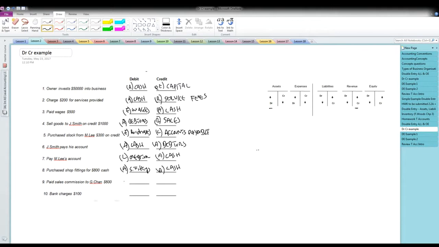Paid sales commission to G-Chan, $600. So we have an expense of commission, which is increasing. We have an asset of cash, which is decreasing. Bank charges $100, so we have an expense of bank charges, which is increasing, so that's our debit. We have an asset of cash, which is decreasing, so that's our credit. As you can see from that simple example, all accounts have a debit and a credit.